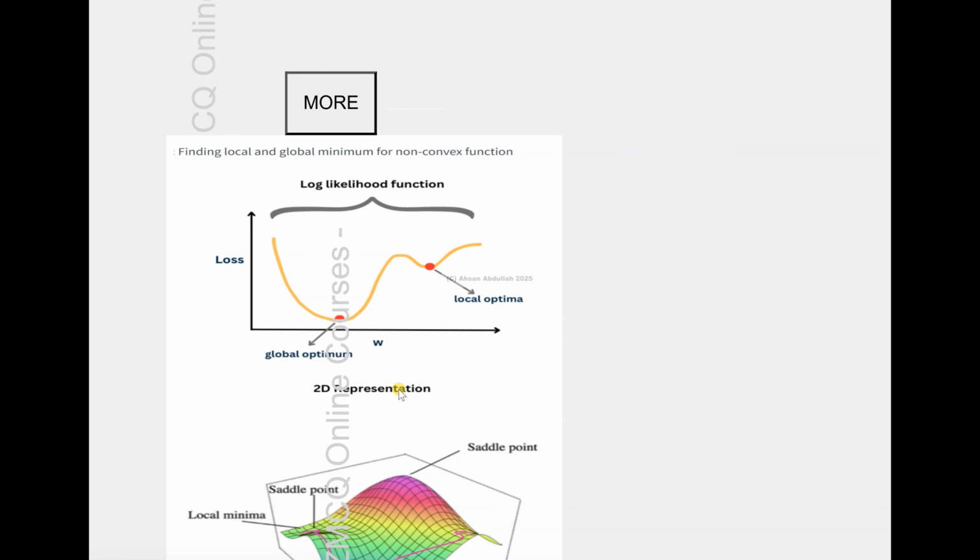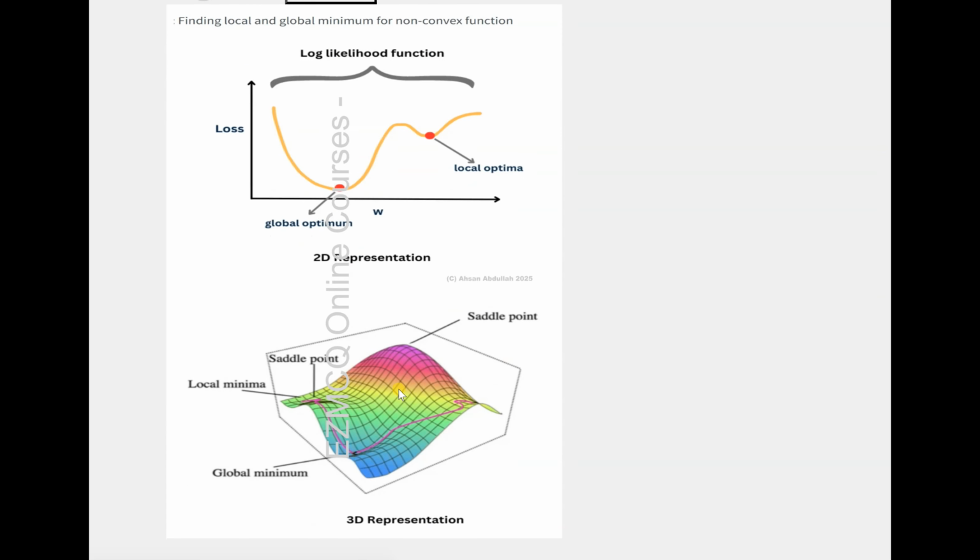So this is a two-dimensional representation. This is more complex, a three-dimensional representation, right? So this is the global minimum and this is the local minimum, all right? And this is the saddle point. What is the saddle point? We have already discussed. At this point the gradient is almost zero, and in the neighborhood the gradient is also close to zero, but as we move around there is a decline in the gradient, right? So the objective is to reach this global minimum. So this is the three-dimensional representation.